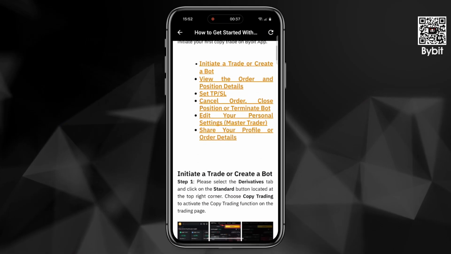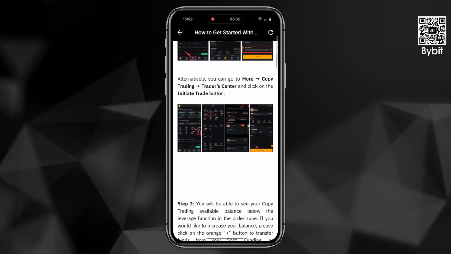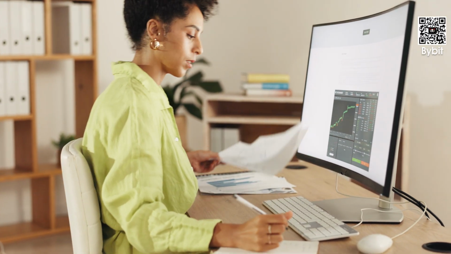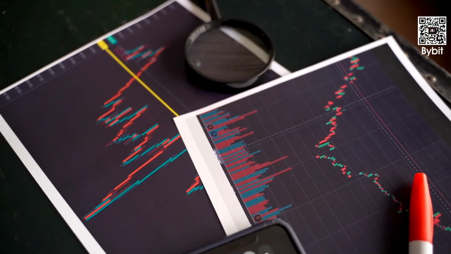Finally, if you still have questions, the Copy Trading tab has a section with instructional videos from Bybit itself. These explain in detail how to choose traders, set parameters, and manage risks. And lastly, remember that even copy trading does not guarantee consistent profits. It is a tool, and results always depend on the market and the chosen trader.